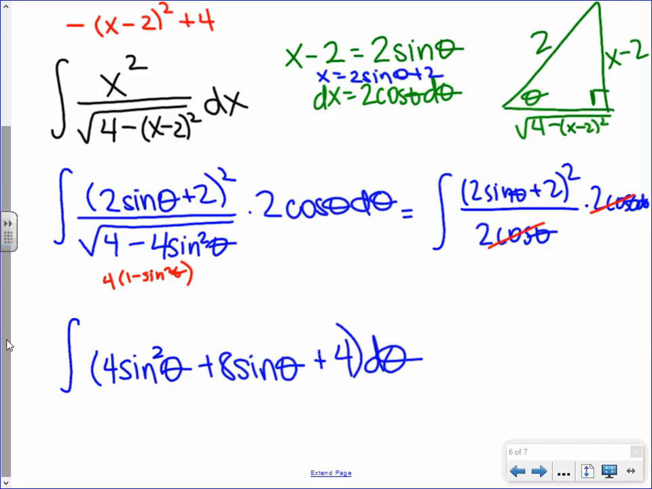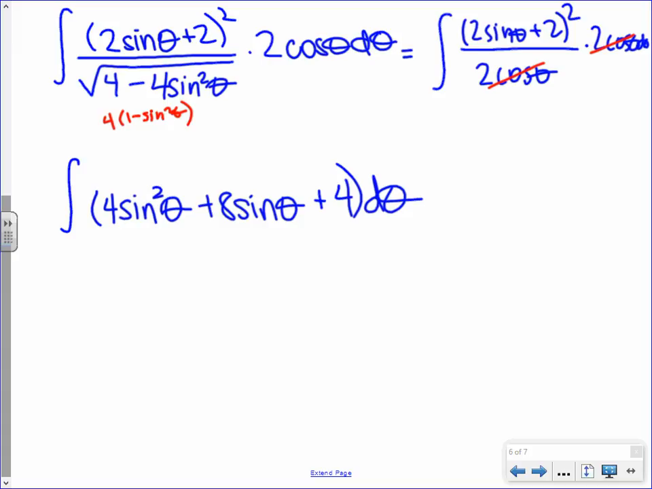Anytime a sine squared appears in your integral, how must you change it? Use the power reducing formula. Changing this to 1 minus cosine squared is just going to get us in the same trouble as what we're in right now. And so the power reducing formula is going to be our only option. Okay, remember for sine squared it is 1/2 minus 1/2 cosine of 2 theta.